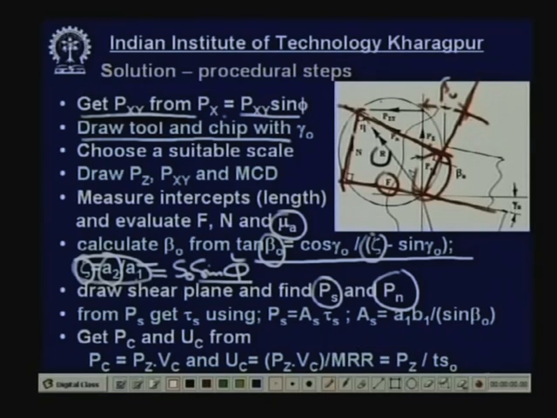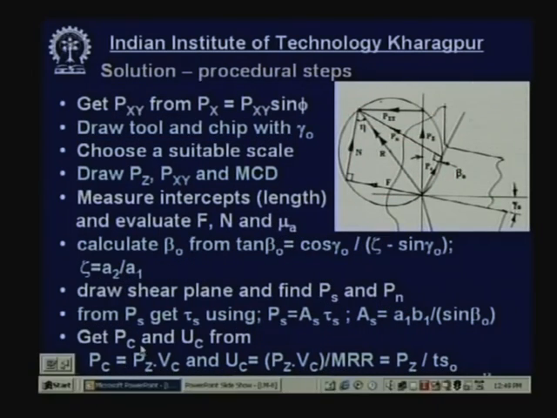Now, we have to determine the shear strength of the work material. What is the shear strength of the work material? From Ps get tau s, the shear strength of the work material. How? This shear force Ps is equal to shear strength of the material multiplied by the shear area. This is the shear area. What is meant by shear area? The shear area of the chip, the cross section area of the chip along which shear takes place.